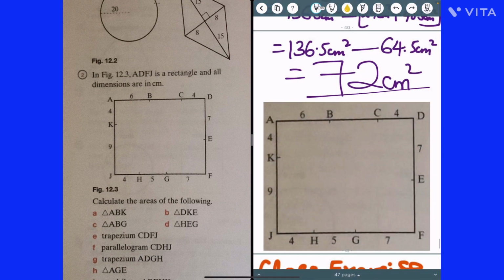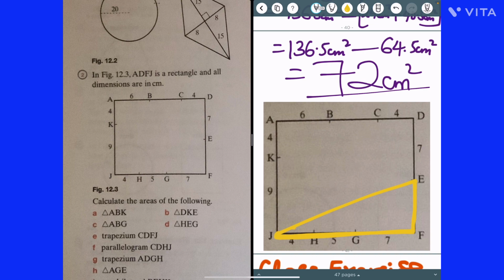So let's trace JEF from our diagram. Where is J? This is J. Where is E? This is E. Where is F? So this is triangle JEF. Excuse me. That was not straight. So this is triangle JEF.